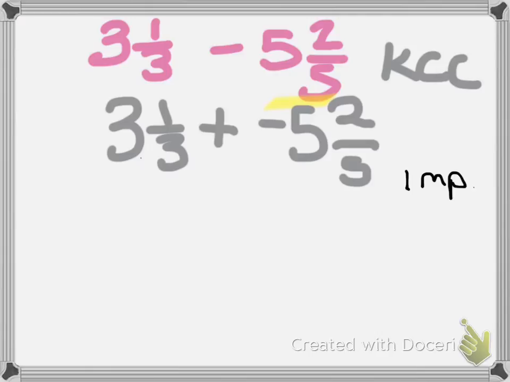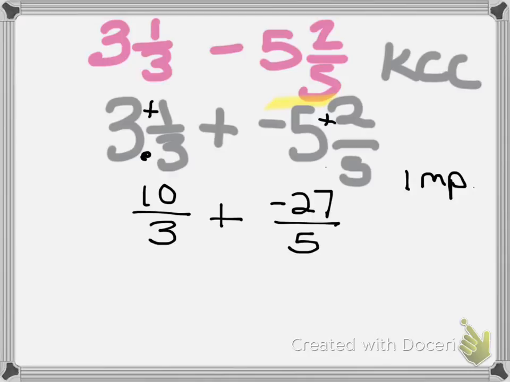So in order to do that, it's 3 times 3 plus 1 gives you 9 plus 1 gives you 10, so that becomes 10/3. We're going to add 5 times 5 is 25, plus 2 is 27, so negative 27/5. Now we're going to be following the same process we did before. We need to have common denominators. So the common denominator between 3 and 5 would be 15. So we're going to make these both into 15ths.